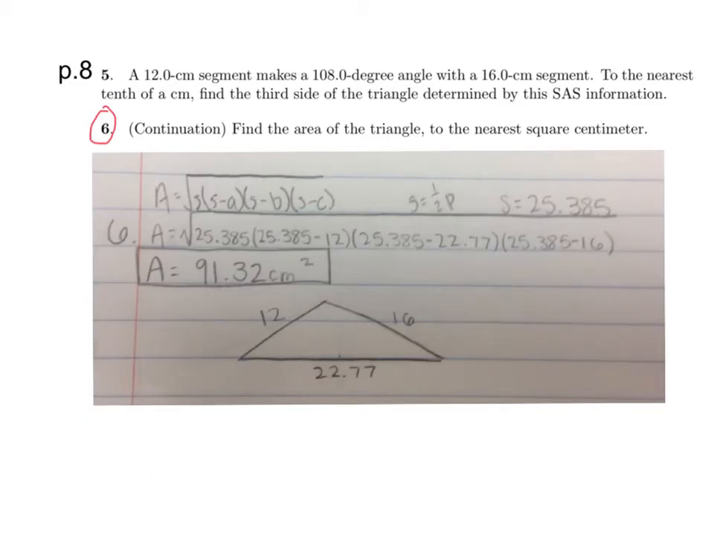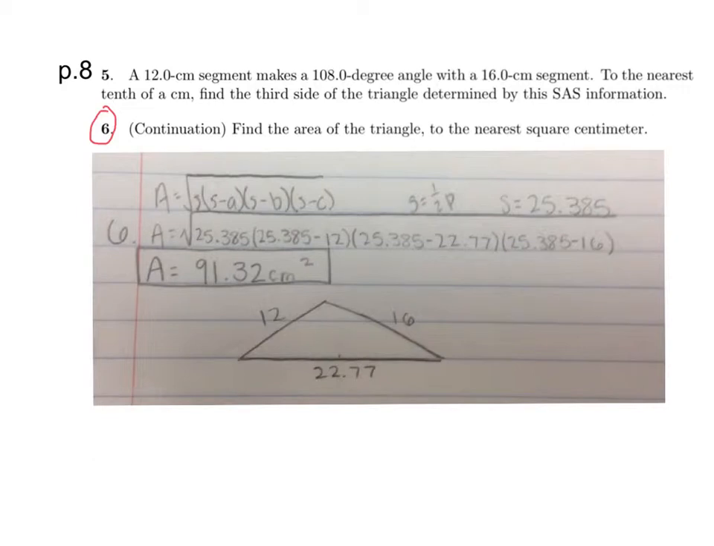What we did is we used Heron's formula, which is S is equal to S minus the 3 sides, but S is equal to 1/2 the perimeter, right there. And so we found the perimeter by adding 16 plus 12 plus 22.77. And we got 25.385, and then we plugged it in along with the sides right here. And we multiplied that all out. We subtracted first, and we got 91.32 centimeters squared is equal to the area.